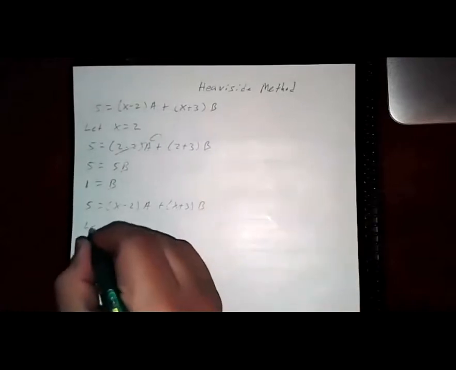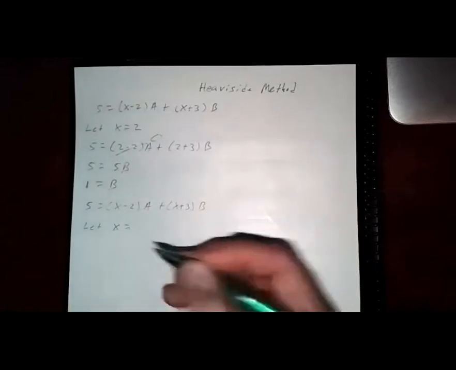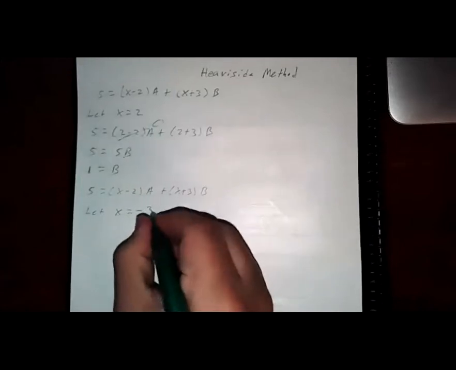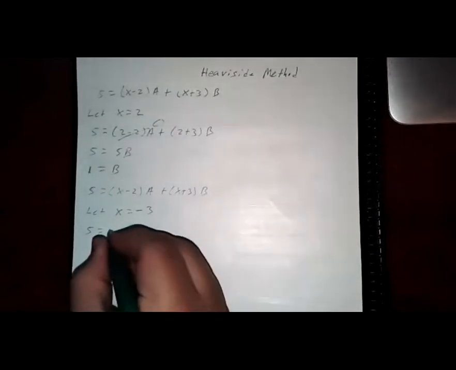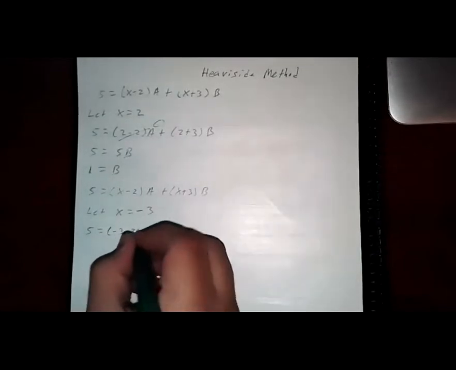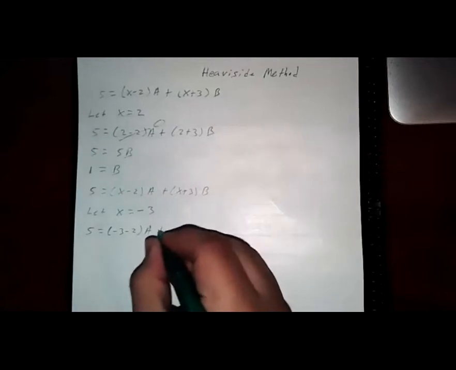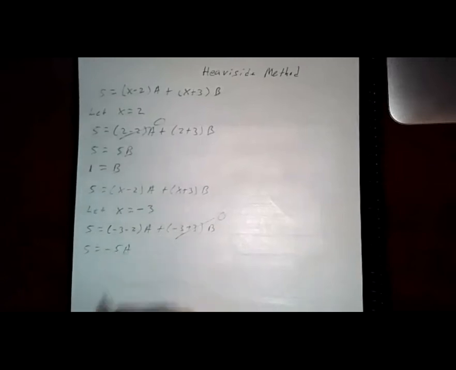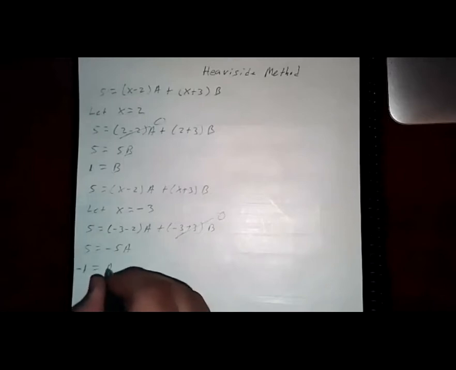Let's let, what should x be to solve for A? What do you think? -3. Yeah, -3. So 5 will equal -3 minus 2 times A plus -3 plus 3 times B. So this is gone. So now I have 5 equal to -5A. A is going to be -1, right?